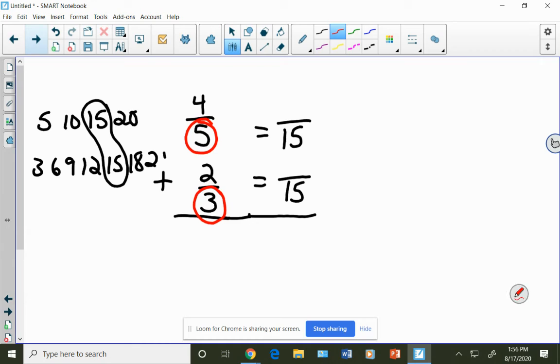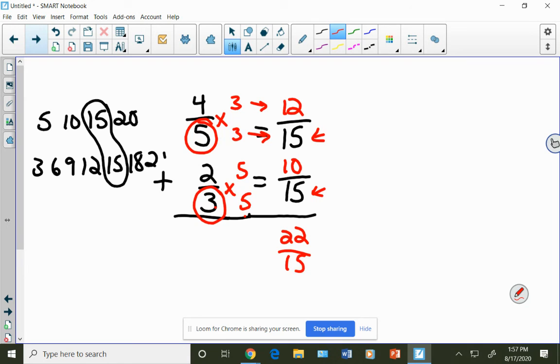How do I go from thirds to 15ths? Well, I multiply. 3 times what number gives me 15? The answer is 5. Whatever I do to the bottom of the denominator, I have to do to the top of the numerator. So 2 times 5 is 10. Same thing here. 5 times some number gives me 15. That number is 3. 5 times 3 is 15, so 4 times 3 is 12. Now I can add. Since this is 15 and this is 15, with the same number of pieces I can add. So I get 22 over 15.